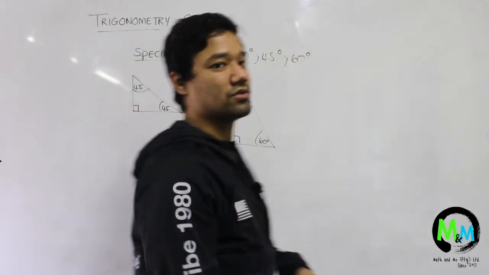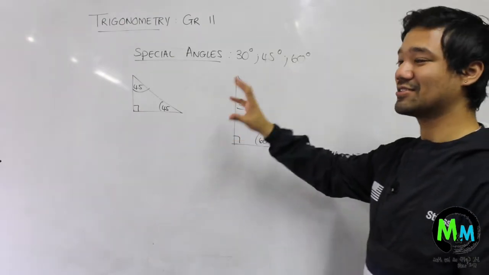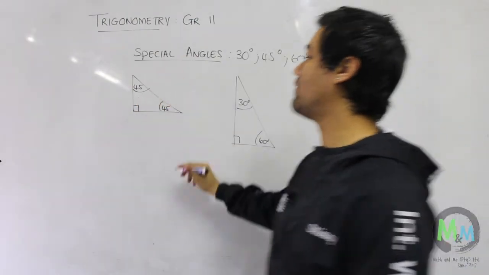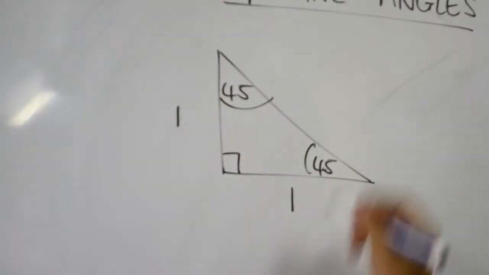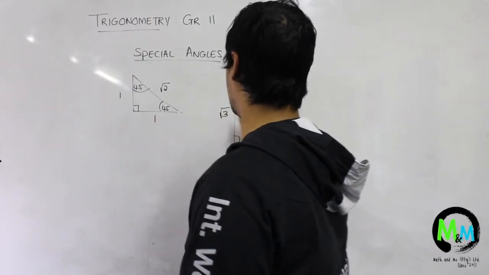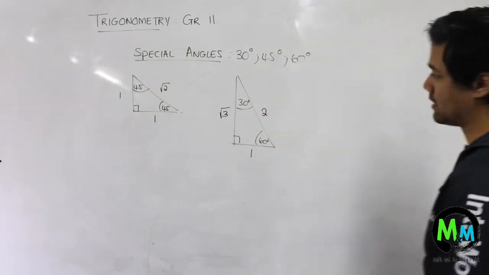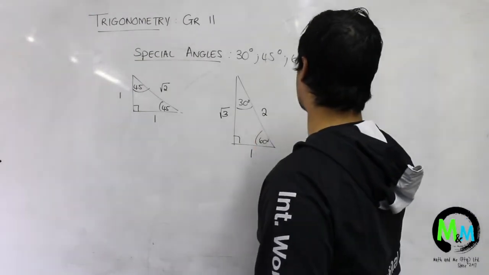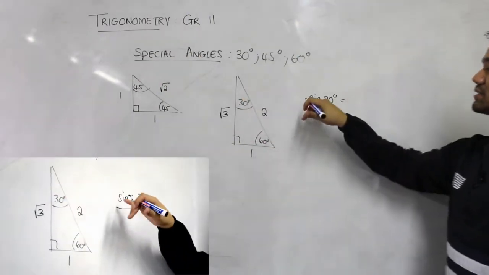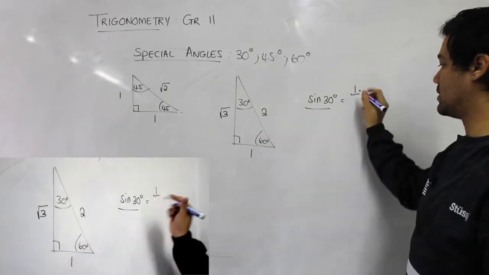I know most of you use your calculators anyway. Please don't. Try and use your triangles to find those sides as ratios. In my first triangle with 45 and 45, my sides are 1 and 1, hypotenuse root 2. The 30 degrees goes with the root 3, the 60 degrees, the smaller side, will go with 1, and the hypotenuse will be 2. So for example, if I ask you what is sine 30 degrees, I know sine is opposite over hypotenuse, so opposite is 1 over hypotenuse is 2.